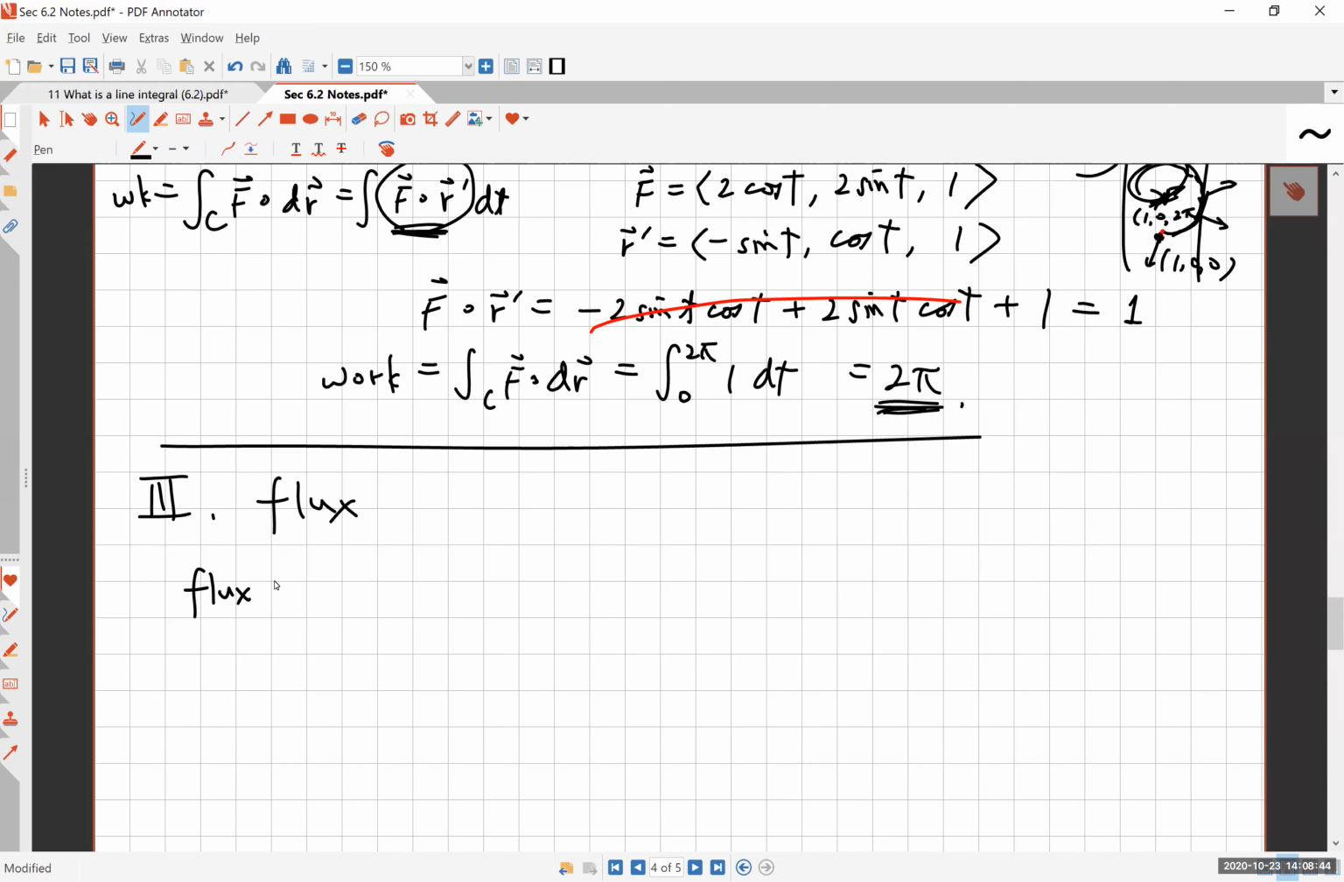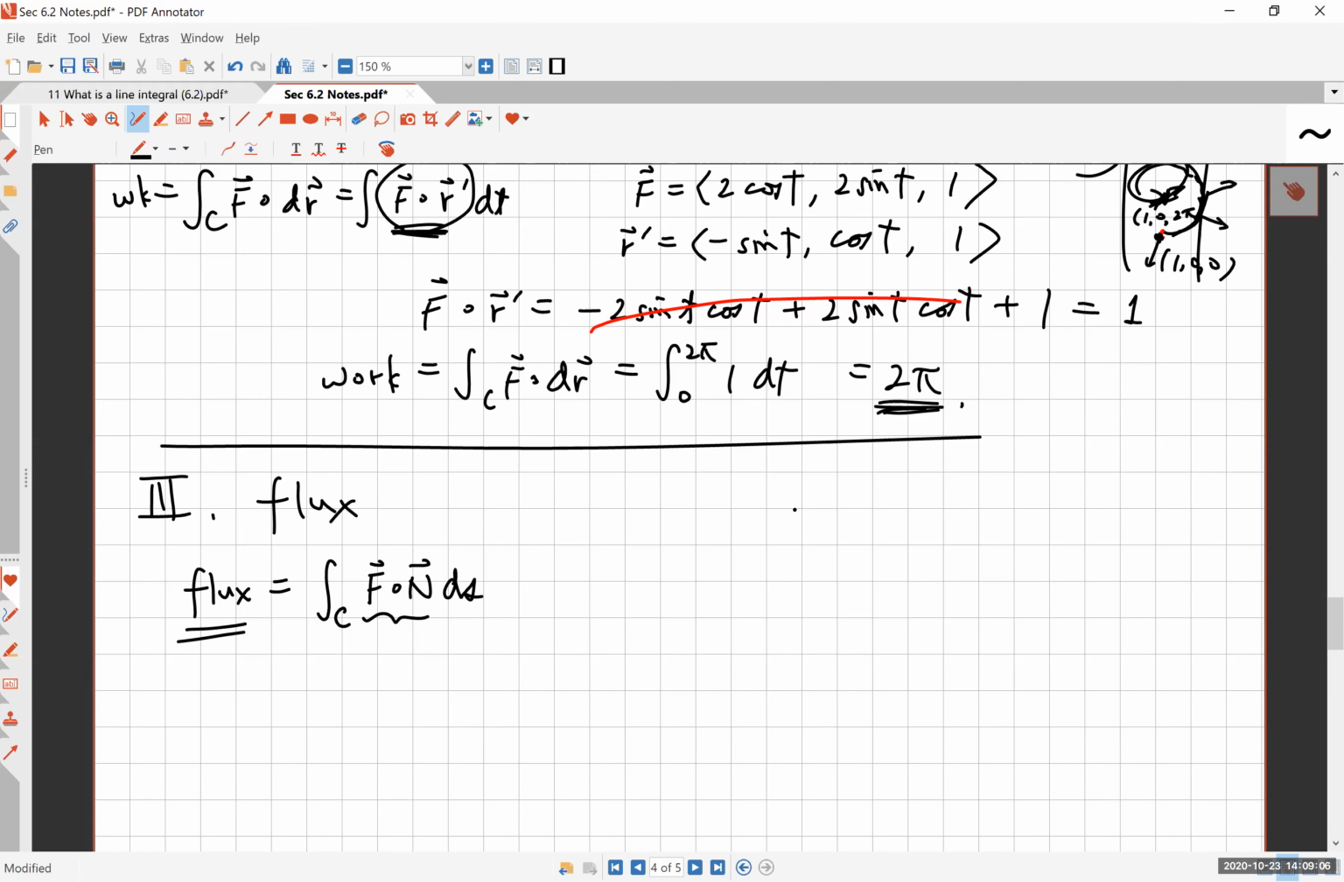Okay, so finally, and I hope this will be shorter than the other two segments, but the flux integral is going to be not F dot T, but F dot N ds. Okay, now what is F dot N and why do we do this? First of all, the word flux has to do with going through something, right?